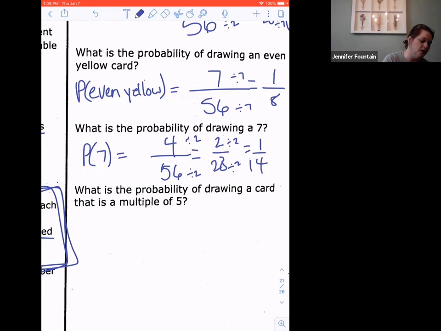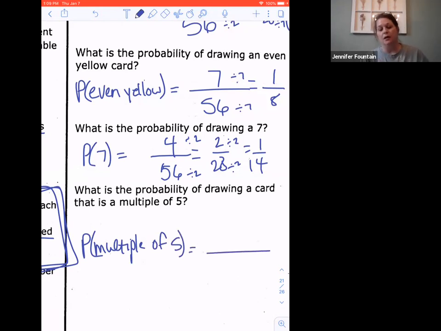Or again, if you wanted to convert that to a percent, you would divide 1 by 14 and see that that is 0.071 with some numbers repeating or going on. So basically it would be like a 7% chance. Okay. Now, finally, the probability of drawing a card that is a multiple of 5.